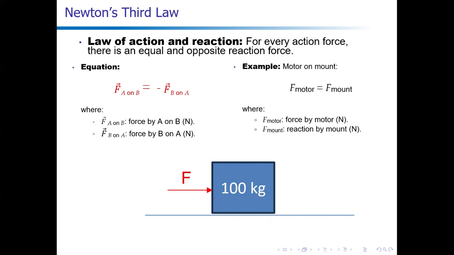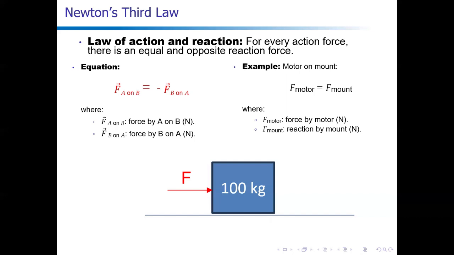Newton's third law is often called the law of action and reaction. It famously says, for every action, there is an equal and opposite reaction. This means that forces always come in pairs, and they act on different objects. We write this as the force of A on B is equal to the negative force of B on A.